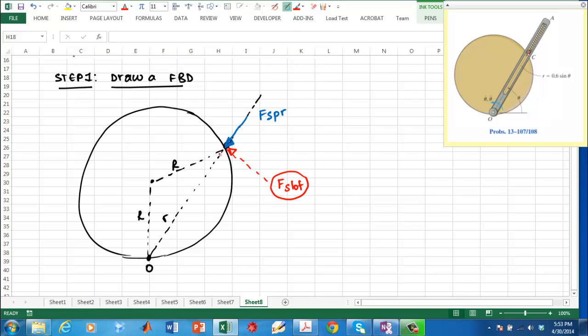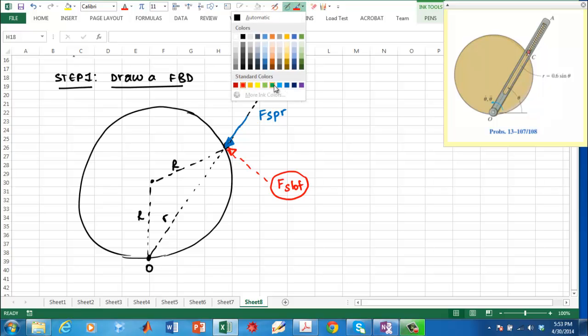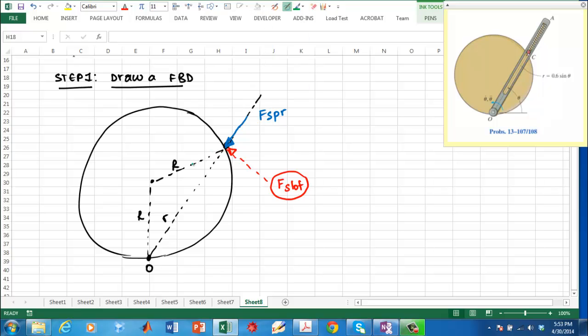Then there is a normal force because of the contact. The normal force will be perpendicular to the contact, and I'm going to draw that in a different color. The normal force is like this. So N is perpendicular to the circle. F spring is along the slot. F slot is perpendicular to the slot.